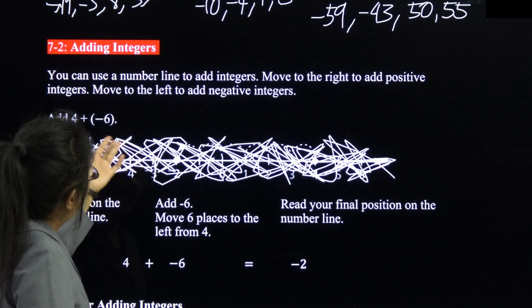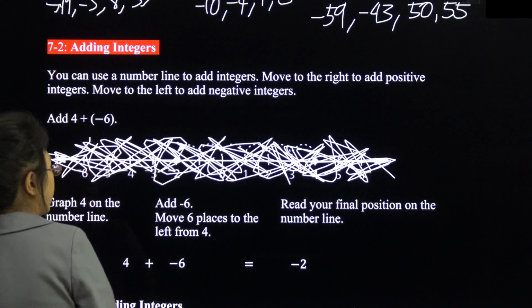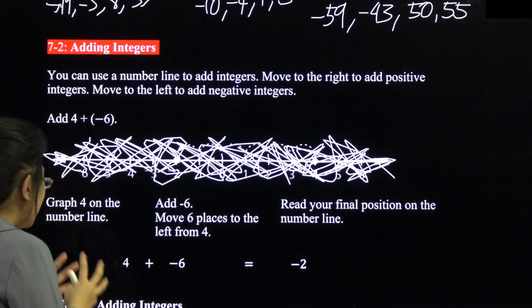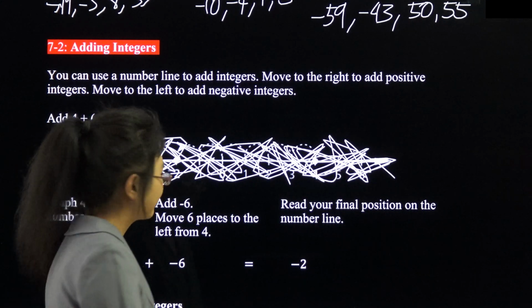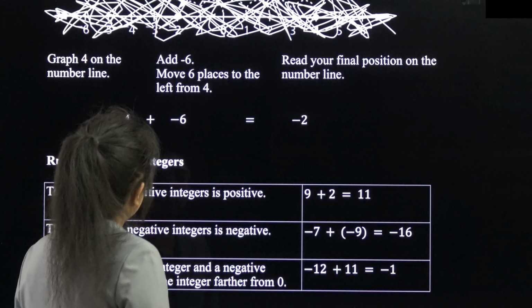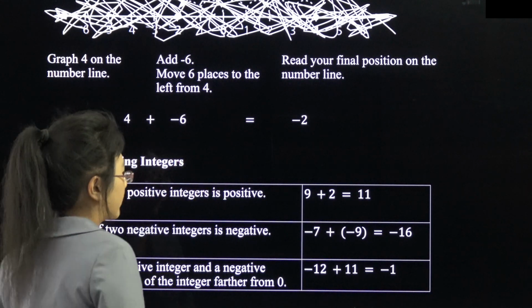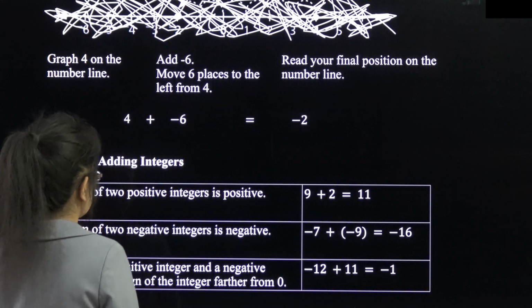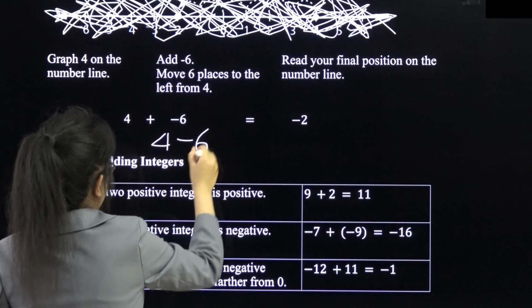So you know how to add, except if you add negative integers, you move to the left. So adding a negative integer is subtraction. So think about it as, if you say 4 plus negative 6, then it would be equal to negative 2. But it's just 4 minus 6.